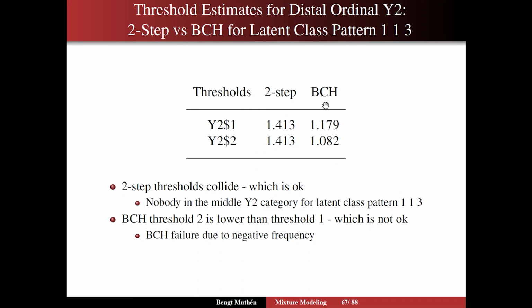Now for BCH, however, look at those thresholds. Second threshold is lower than the first. That doesn't make sense. Thresholds should be increasing in value. At most, they should be the same. They can be the same, but otherwise they should not be lower for the second threshold. So BCH has a problem. It's not okay to have those kinds of thresholds, and you get a BCH failure due to negative frequency, like we saw. But the two-step solution is quite usable.